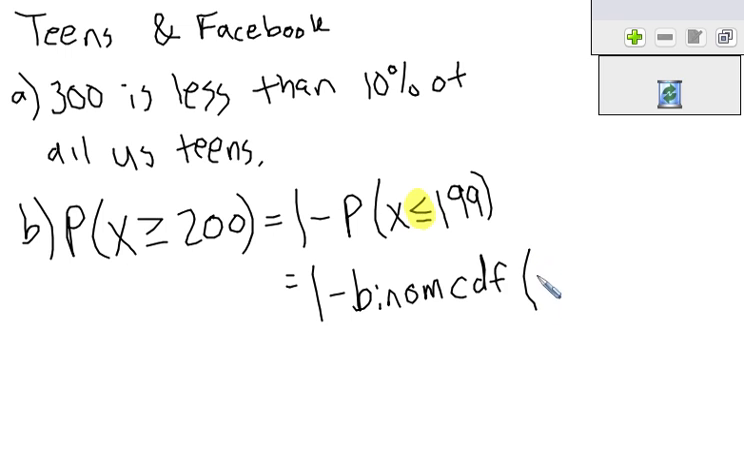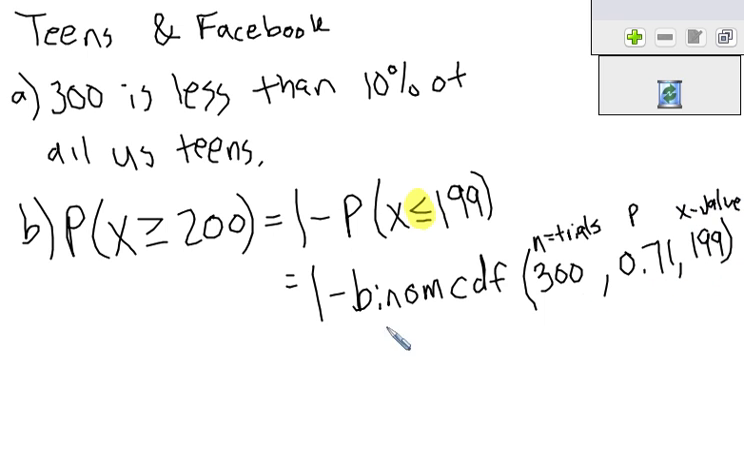So binomial CDF, our trials is 300. So I'm going to label that, cover our bases. Our probability is 71% of succeeding, and our X value is 199. And whenever you type that in and do 1 minus that, you get your final answer of 0.956. So 95.6% that 200 or more students randomly chosen would use Facebook, which sounds about accurate. I would probably agree with that.